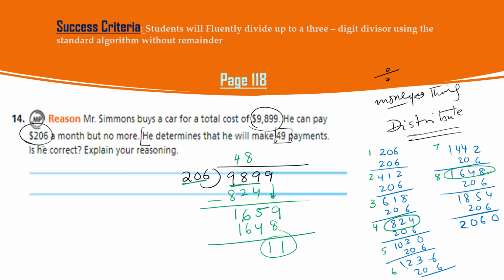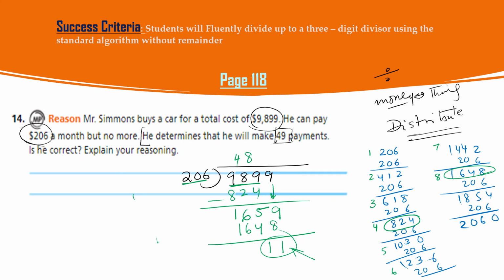So how many months can he make? He has to pay 48 payments and after that $11 will be left, which he can pay later on. So it is a close answer. So it is a reasonable answer, but approximately he has to pay 48 payments.